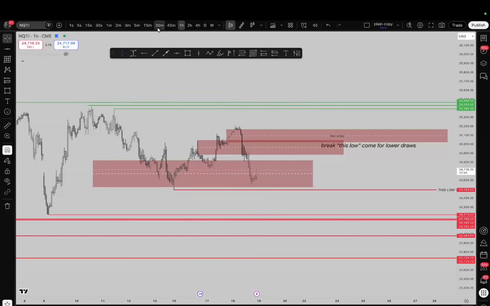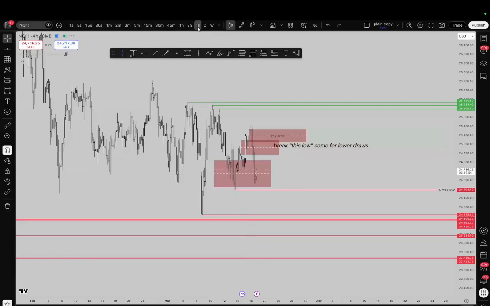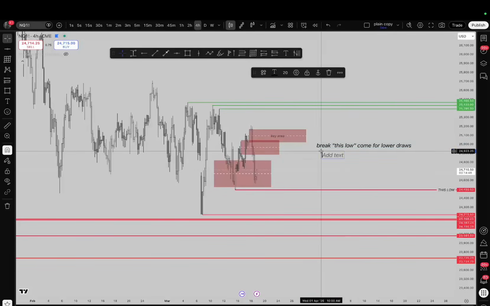I don't know if that'll all happen in one day. Of course, we'll update tomorrow and see. But yeah. Again, it's just break lower.